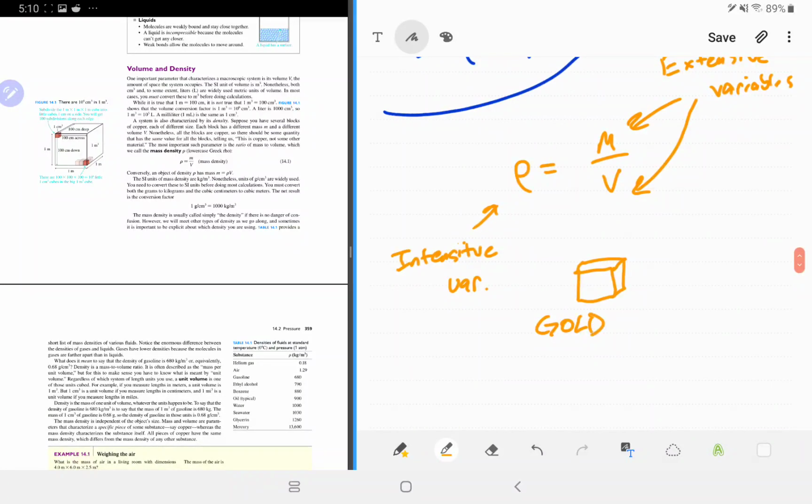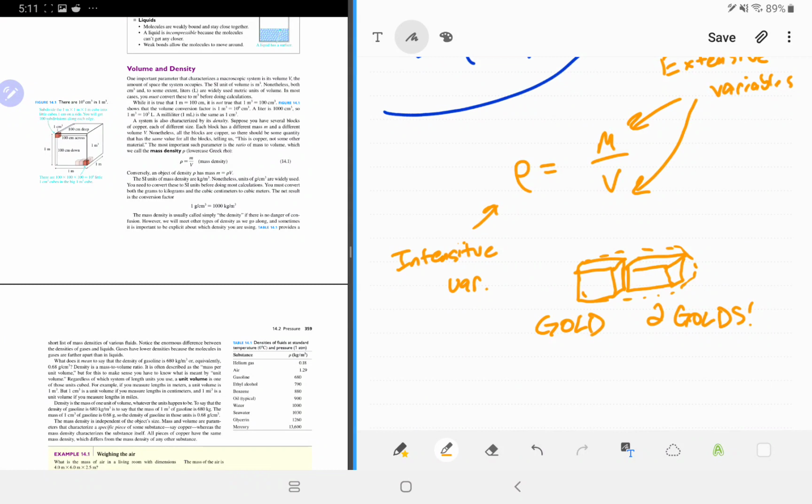Gold. So it has some mass and some volume, and therefore if I divide one by the other, it has some density. Right? So that's all fine. And then what if I had 2 bars of gold? Just one right next to it. Gold. 2 golds. And I treat this as one new bar of gold, right?